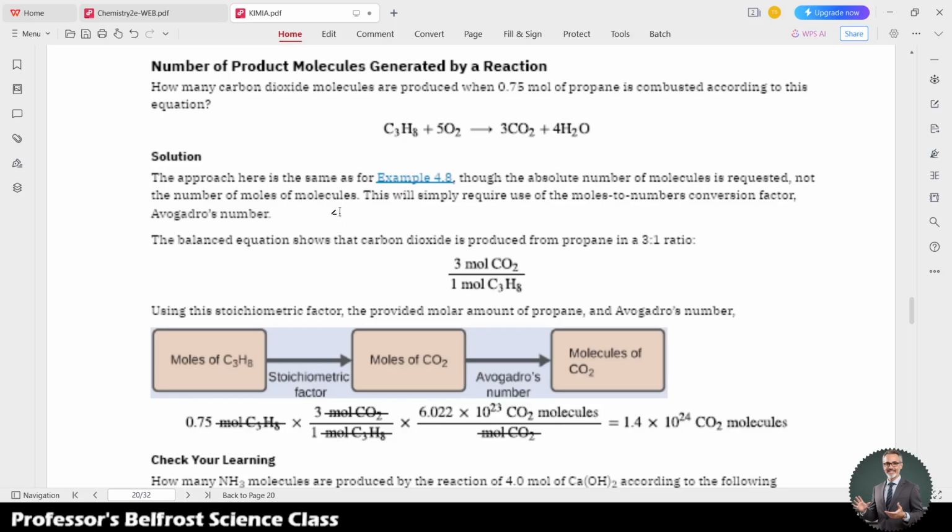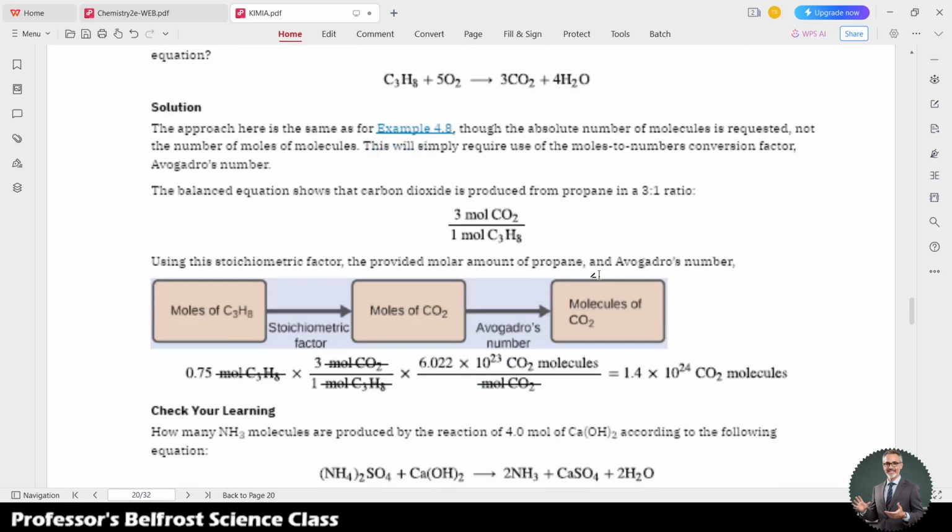We still follow the same approach from the previous examples, but give the absolute number of molecules requested, not the number of moles of molecules. The equation has already been balanced. You can check it if you are not sure about this equation. It shows that carbon dioxide is produced from propane in a 3:1 ratio. So 3 carbon dioxide comes from one propane: 3 moles of carbon dioxide per 1 mole of propane.